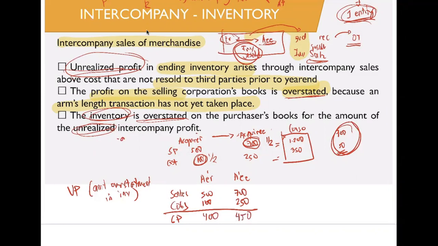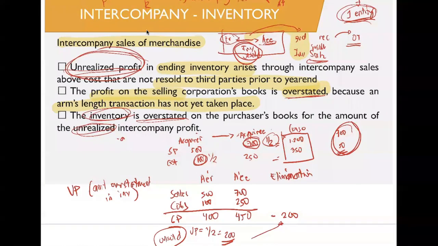What is our problem? First, we need to get your unrealized profit. So how much is the profit of acquirer? 400. How much daw is unrealized profit? That is the percent that is unsold. Ilan daw ang unsold at the end? 1/2. So 400 less 1/2, that is 200. So for your elimination, what you do, guys, is first, you remove the unrealized gross profit in the gross profit. So yan, 200.